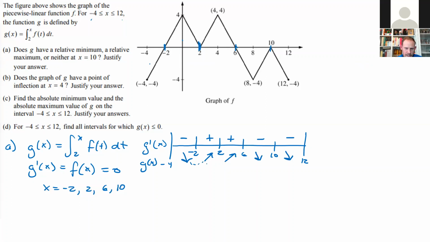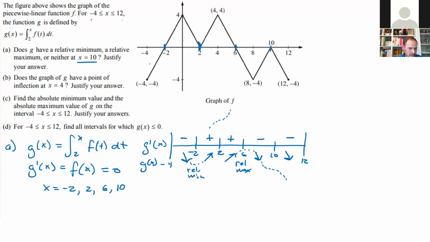So right here, we have a relative min. It would probably look something like this. It would keep going up. This would be a relative max. This would be decreasing and then decreasing some more. So not a relative min here.